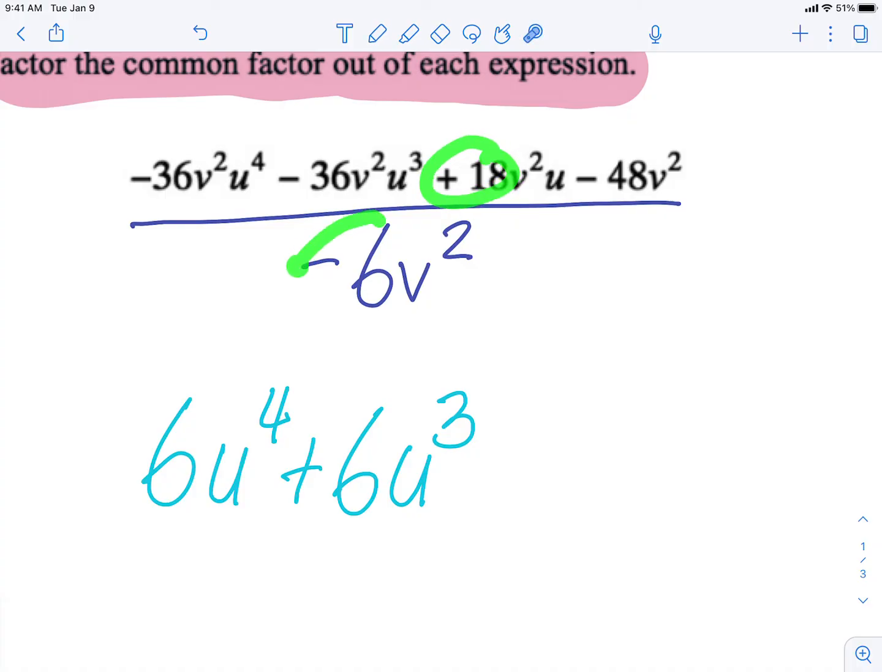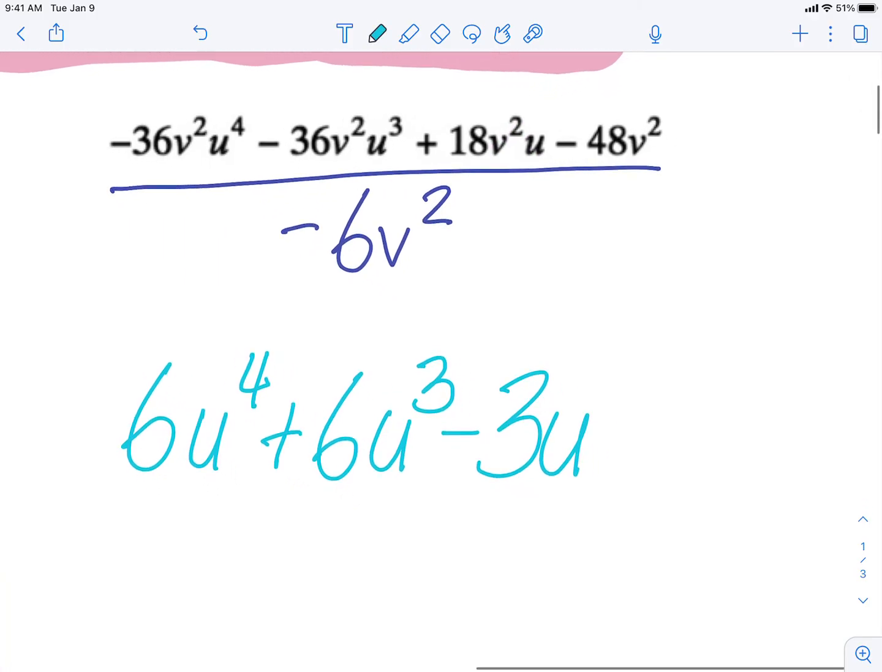Positive 18 divided by negative 6. A positive divided by a negative is a negative. 18 divided by 6 is 3. V to the power of 2 and V to the power of 2. 2 minus 2 is 0, so no more V's, but I still have my U left there, right?